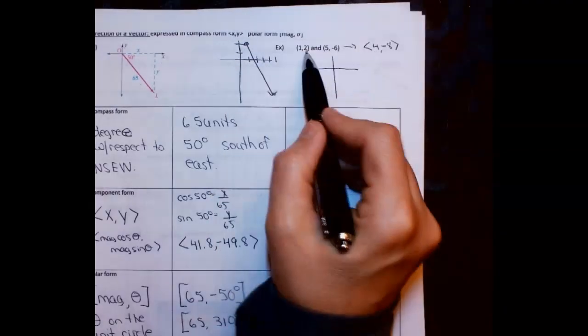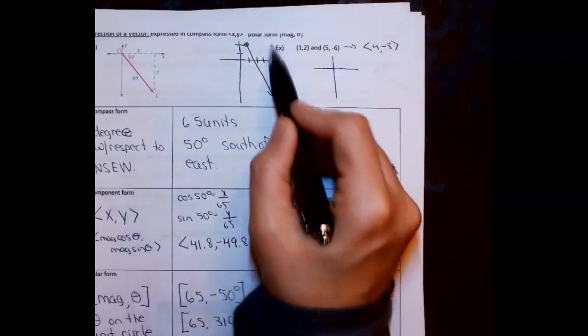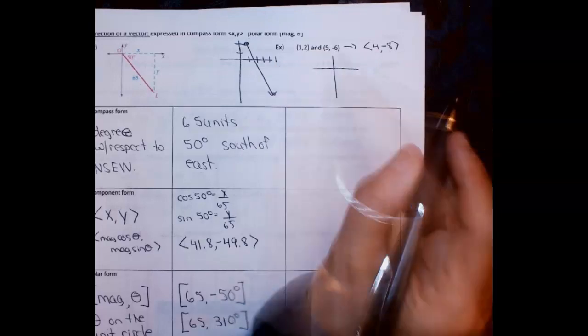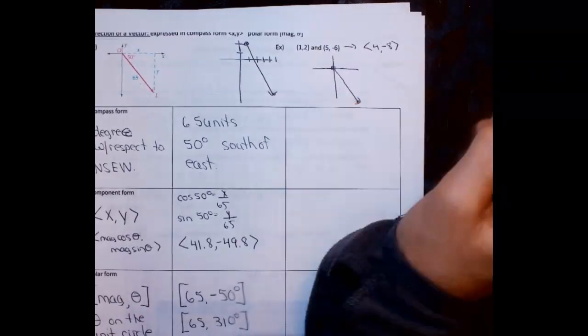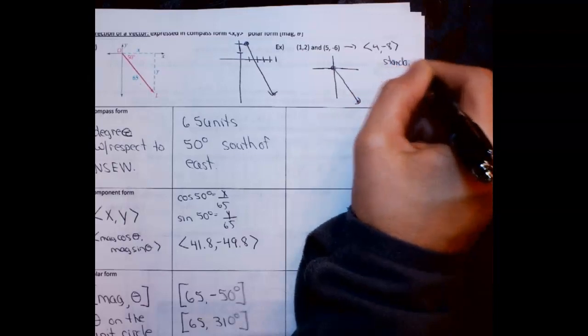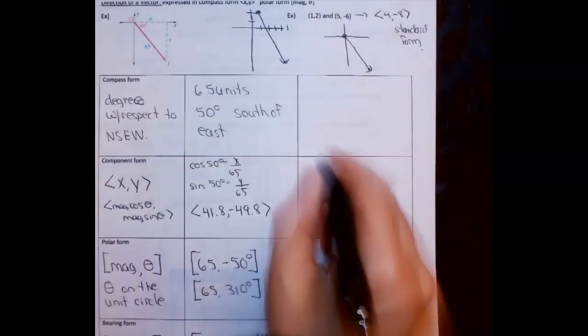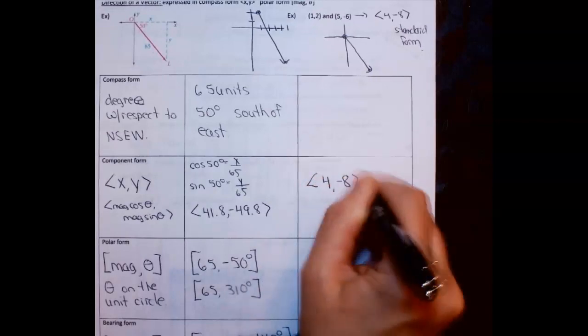For my y, if I'm starting at 2 and I'm ending up with negative 6, that means I'm going down 8 units, so my y coordinate would be negative 8. So that means I can rewrite it in standard form, starting at the origin and ending up at that point 4, negative 8. So in this particular case, we actually have the component form. We've got 4, negative 8.